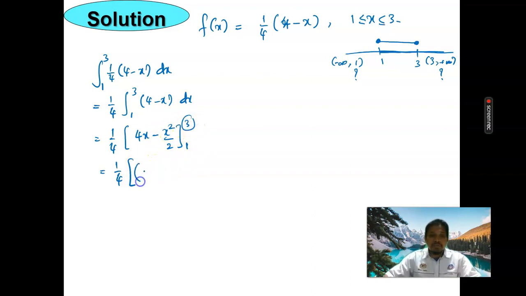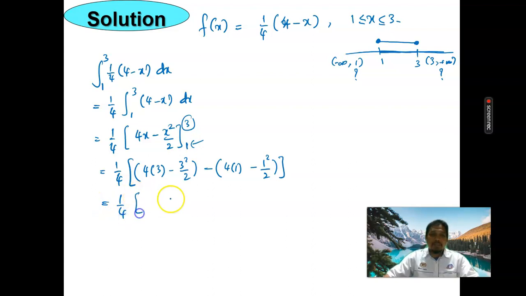So it's time for us now to substitute the value of x with the first value, which is 3 first. So then 4 times 3 minus 3 squared divided by 2, minus, okay, now it's time for us to substitute the second value of x, which is x equal to 1: 4 times 1 minus 1 squared divided by 2.